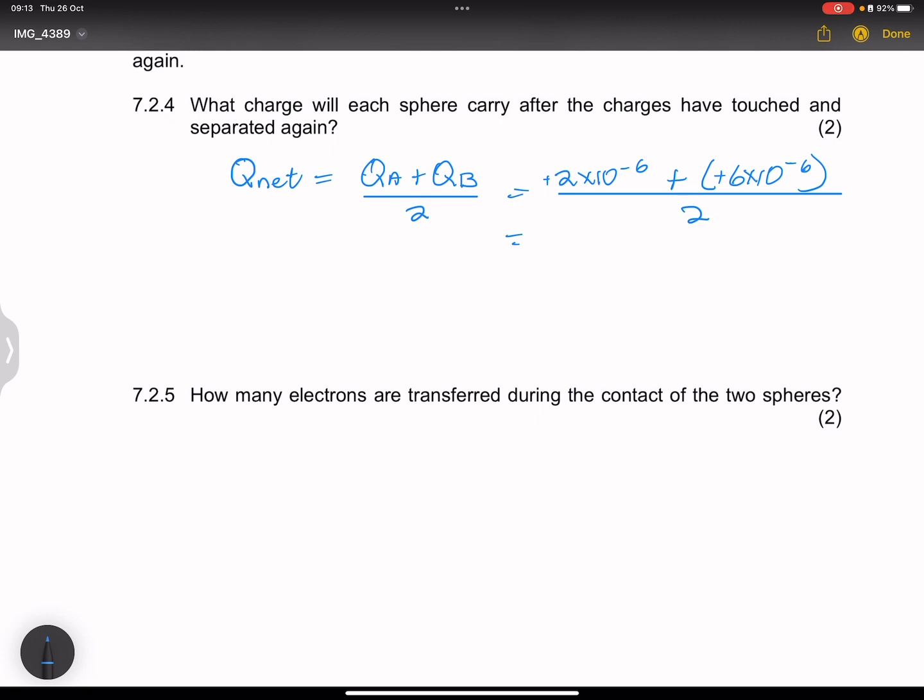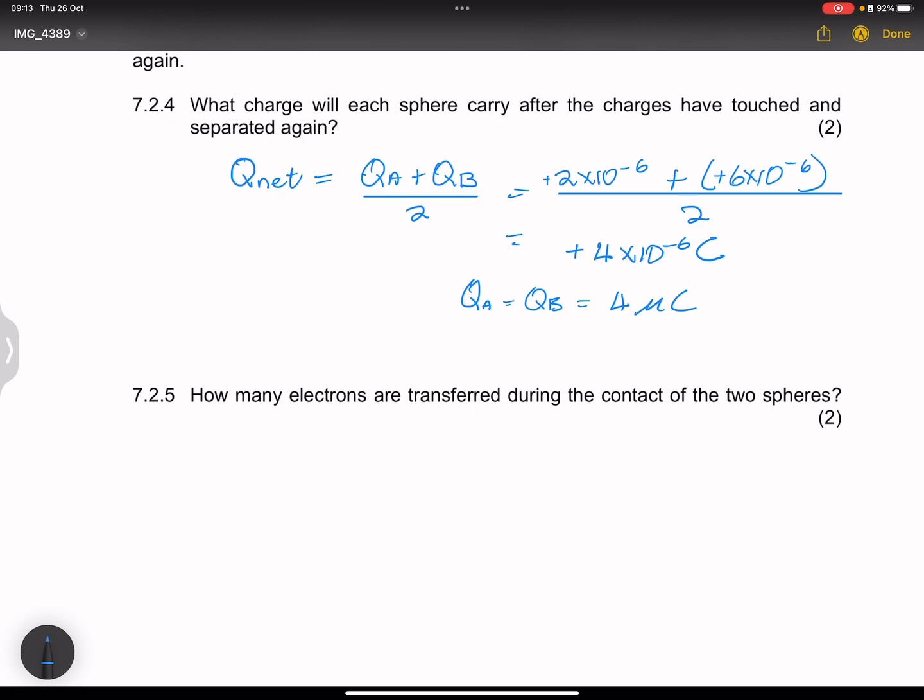So what will we get from that? 2 plus 6 in this case will give us 8, and 8 divided by 2, we end up with a positive charge of 4 microcoulombs. So that will be the new charge. The new charge of A and B will be equal to 4 microcoulombs.